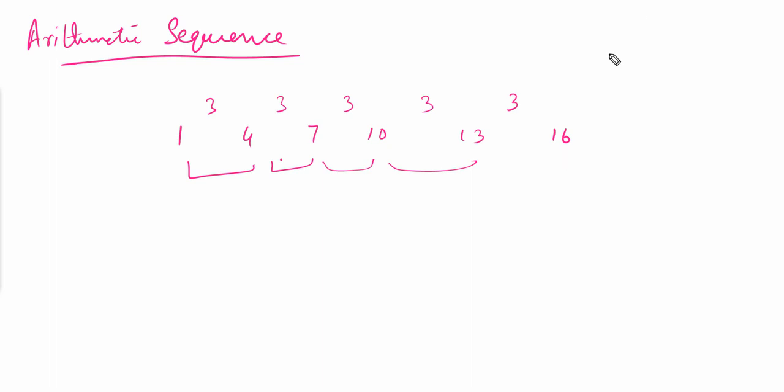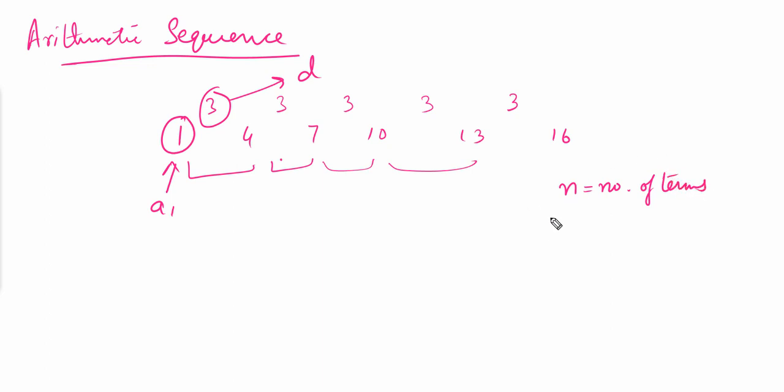In this sequence, this term will be called the first term, and we represent it with a1. This 3 is called the common difference, and we represent it with t. The number of terms is represented by the variable n, so n is equal to the number of terms, and an is called the nth term.